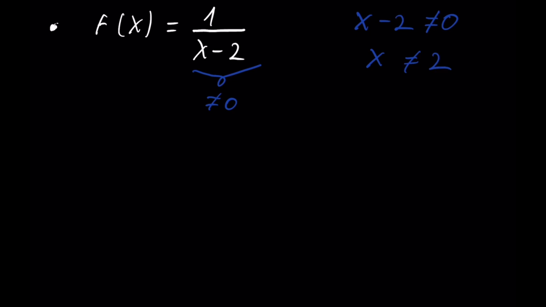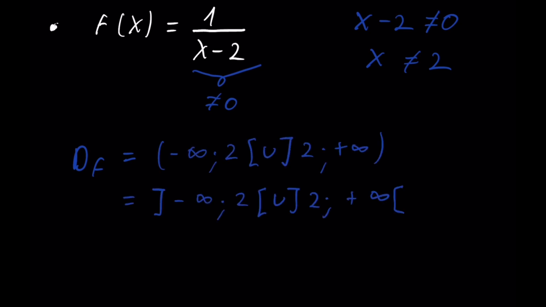By solving the equation x minus 2 equals 0, we find that the forbidden value is 2. For this reason, the domain is the set of real numbers excluding 2, which can be denoted in three different ways.